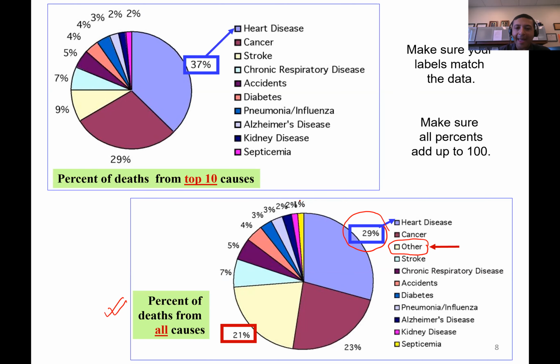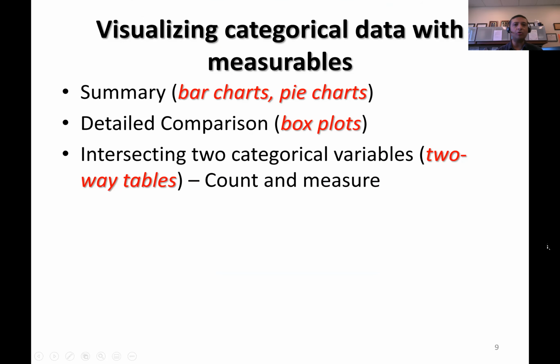That is extremely important in the context of labeling. Make sure that your labels match the data and make sure that all your percents add up to 100. So when you are looking into visualizing categorical data with measurables, if you try to understand the summary, meaning the counts, this is where bar charts and pie charts come in.